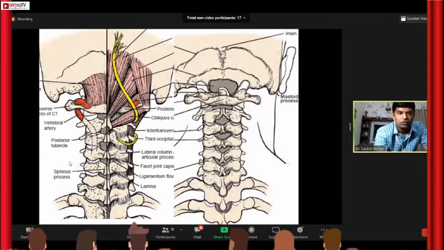So in lateral mass, usually a lateral trajectory is preferred. So you will start somewhere from the middle, slightly medial to the midline and go laterally. So that will avoid the vertebral artery. So this is one important thing.